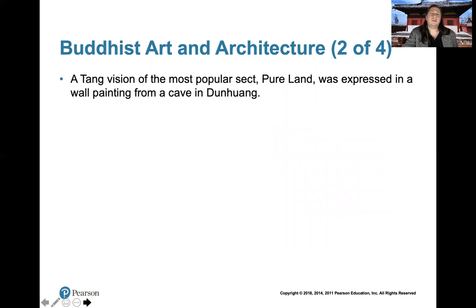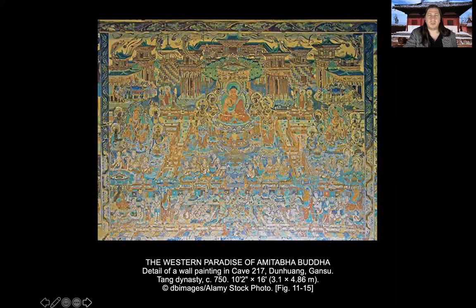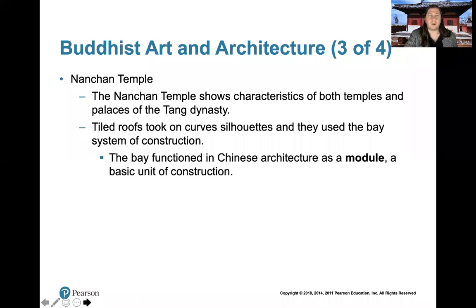So the Tang dynasty comes after the Sui dynasty. They're still into the Pure Land Buddhism. It's really appealing to people. This is a good example of this type of Buddhist art from the Tang dynasty. We can see the Amitabha Buddha in his paradise, which has palaces in the background and ornate gardens.